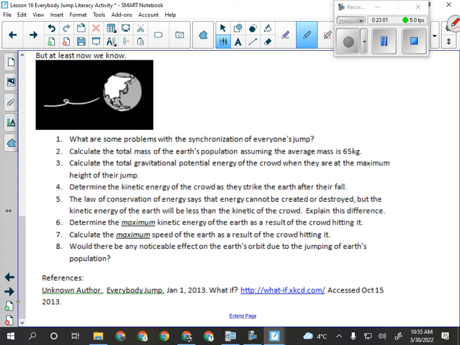All right, calculate the total mass of the Earth's population, assuming the average mass is 65 kilograms. We're going to make that assumption. There's going to be a lot of people that are lighter than that. There's going to be a lot of people that are heavier than that. We're just going to say that's the average.